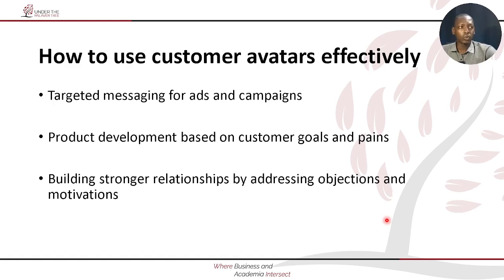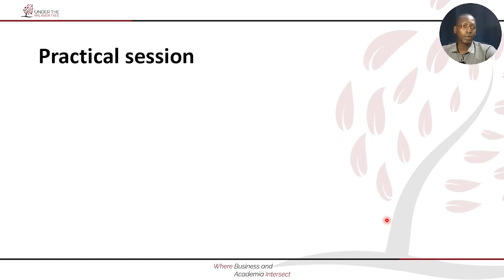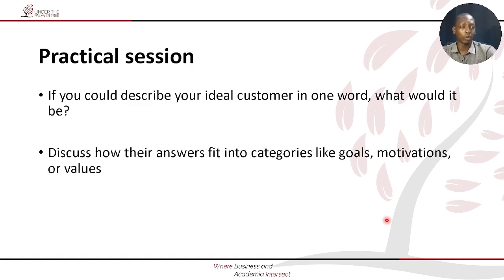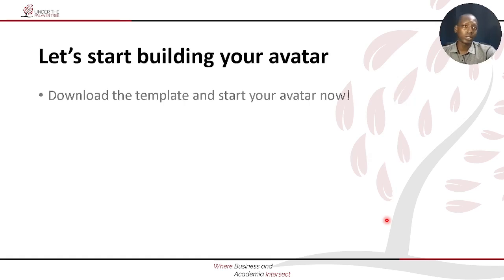And very soon we'll go into our practical session. Within the practical session, one of the things I would like you to do is describe, at the end of the whole process, once you've finished with the avatar, your ideal customer in one word. If you had to do that, what would that word be? And of course, as you're going through the template, you're going to be discussing things like the customer's goals, motivations, and values. Once you're done with the group sessions, you'll come back and present those. So let's start building your avatar.